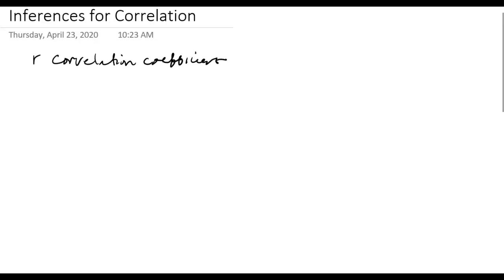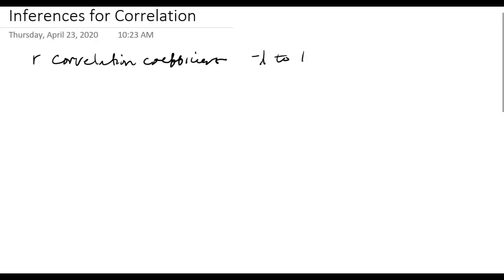And if you recall, R went from -1 to 1. Anything between -1 and 0, anything that was negative, showed that the two variables were negatively correlated. Between 0 and 1 showed that they were positively correlated. 0 meant no correlation, and the closer the value was to -1 or to +1, the stronger the correlation is.